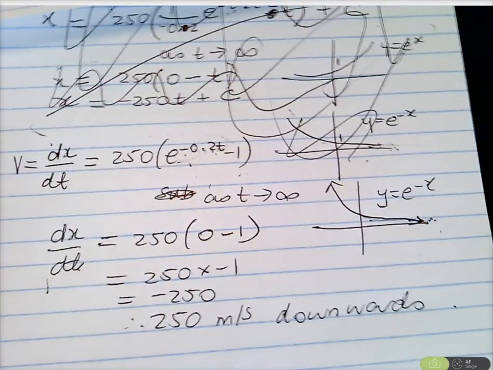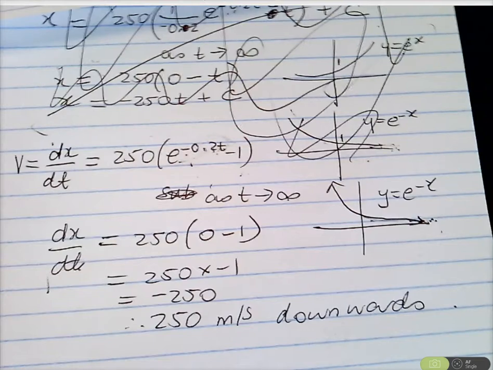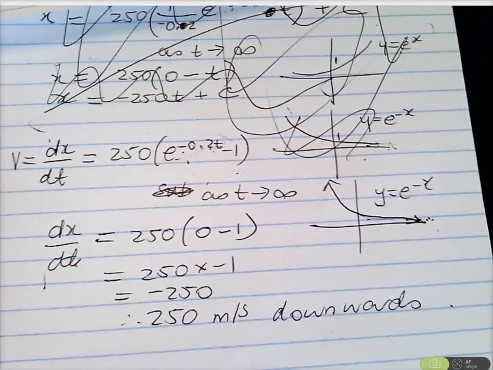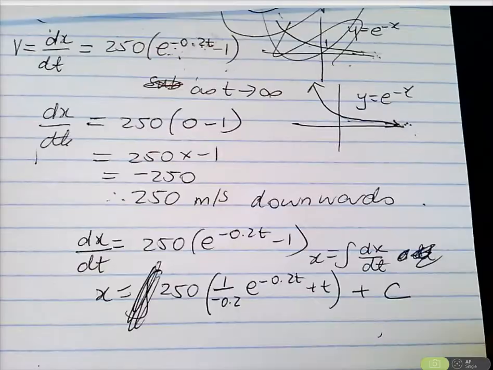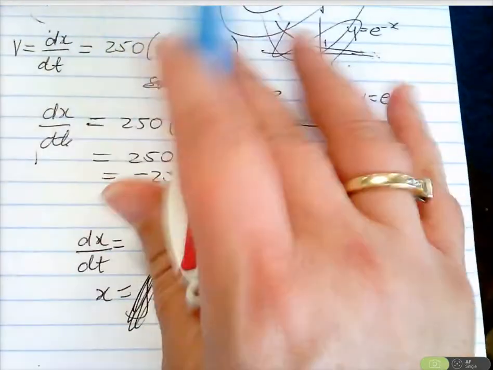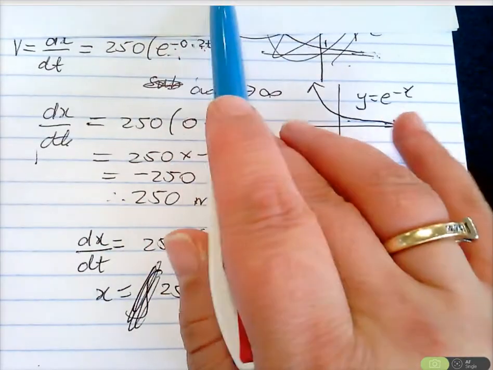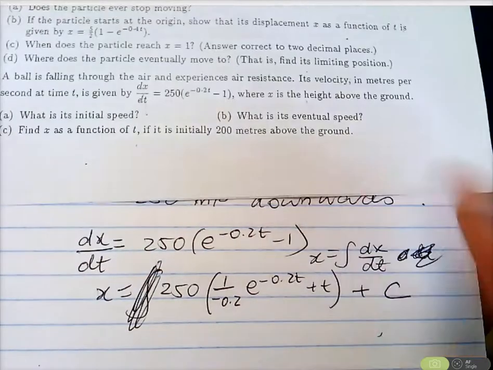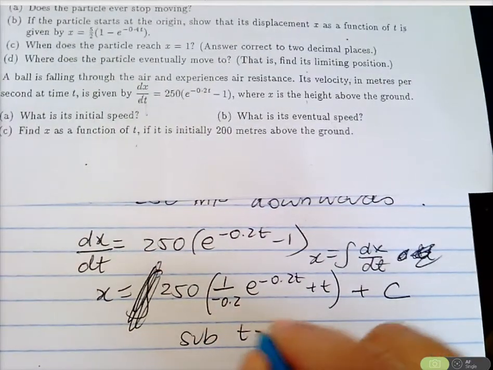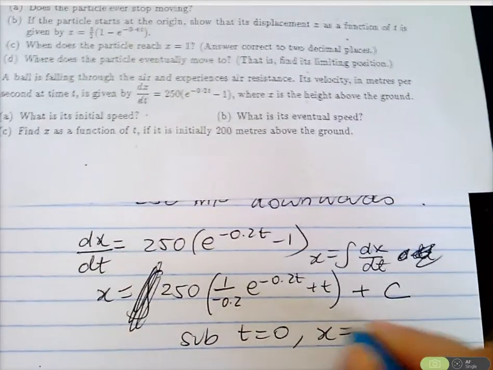You know what the clue is? Eventual speed. Eventual means after a long period of time. What will the speed of this be? Oh, yeah. Initially, at t is 0, x is 200. Thank God we've got some information. So we're going to sub t is 0, x is 200.